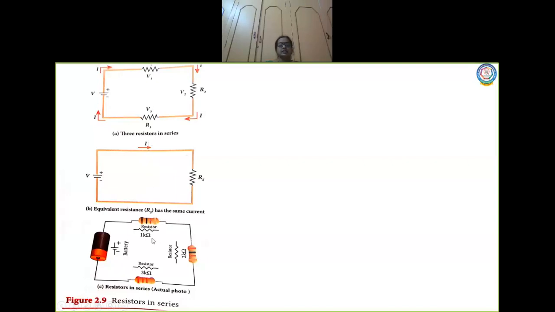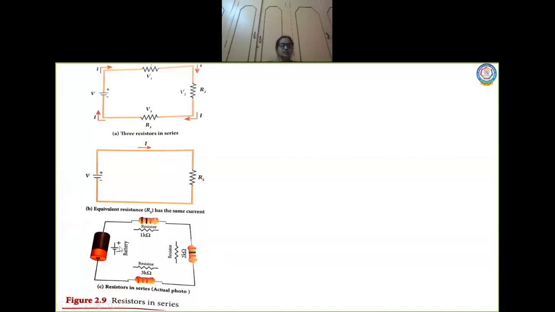When you connect all the three resistors together, this is how it looks. And here they have specified the value of the resistor also. This resistor's value is 1 kilo ohm. This resistor has got a value of 2 kilo ohm. This resistor has got a value of 3 kilo ohm, and all the three are connected in series, and that is connected to a battery.